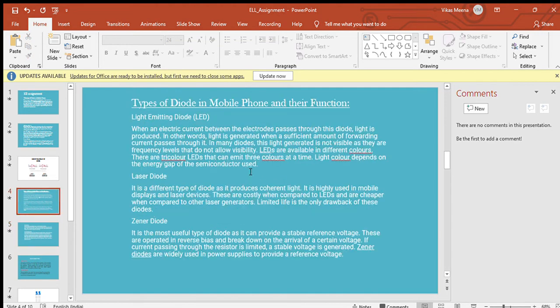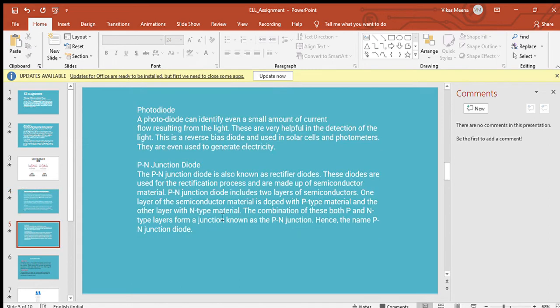Next one is the laser diode. A laser diode is a special class of diode because it produces coherent light. So it is highly used in mobile displays and laser devices, and displays of several devices like laptops and others. And it emits radiation which is very harmful for living beings. That is the only drawback.